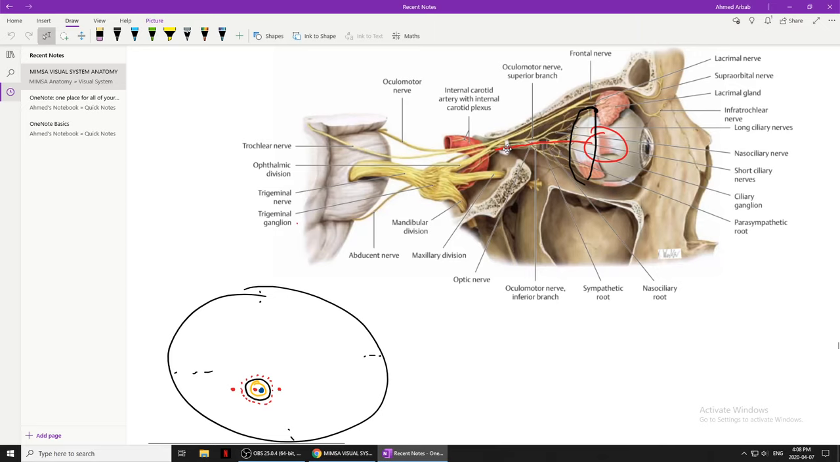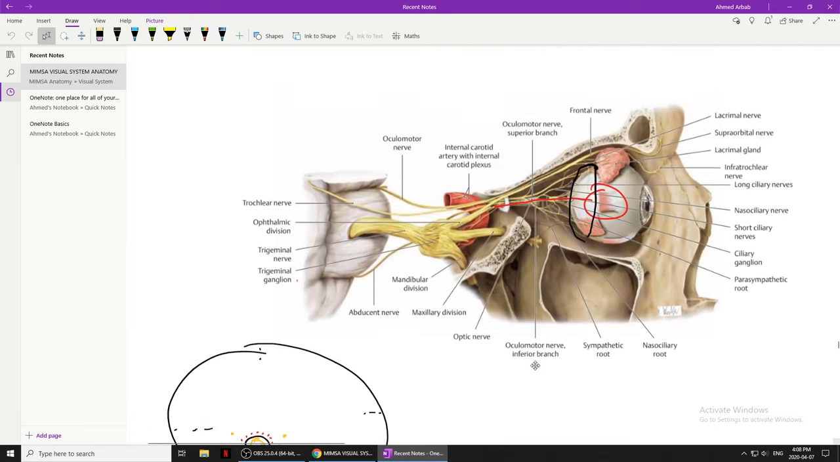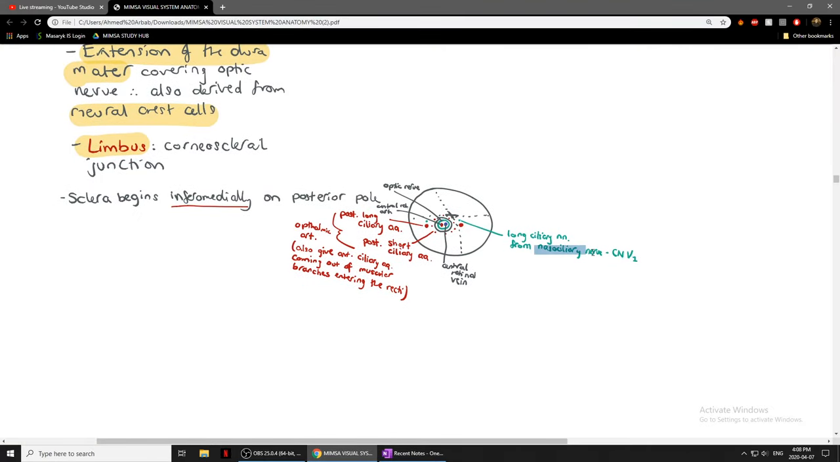It is a branch of V1, the ophthalmic nerve, and it enters in and has branches across here and here. These are some of the nerves that innervate parts of the conjunctiva. So these long ciliary nerves are from the nasociliary nerve of the ophthalmic nerve, which is a branch of the trigeminal cranial nerve, CN5, and they move across the eye to the front, where they innervate structures such as the conjunctiva.